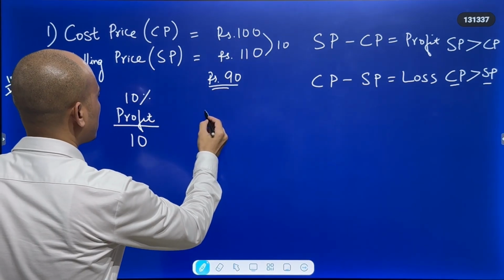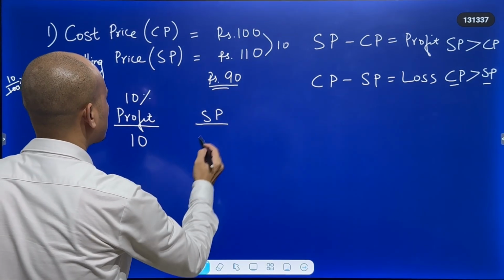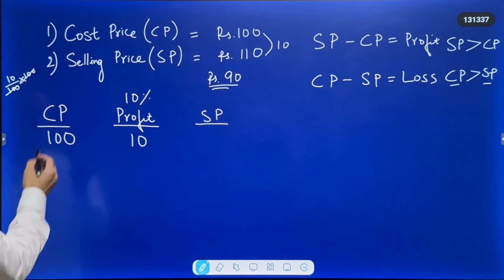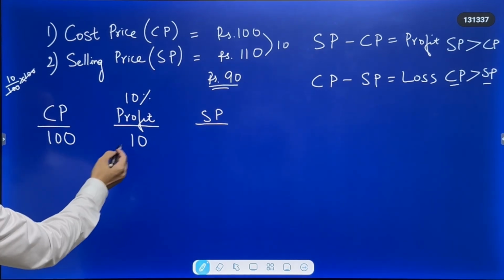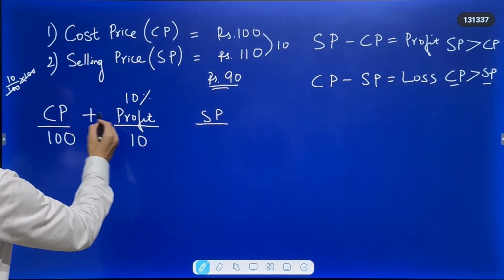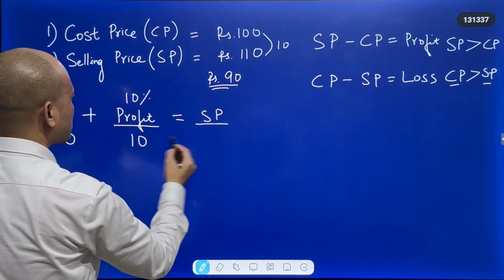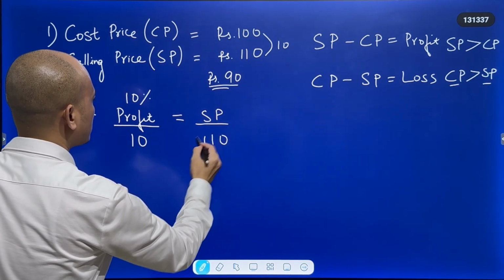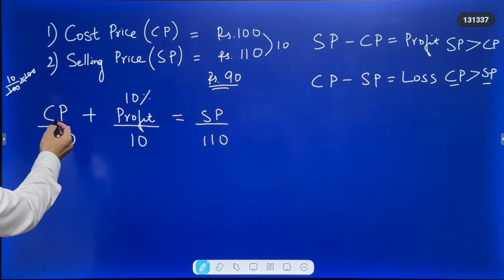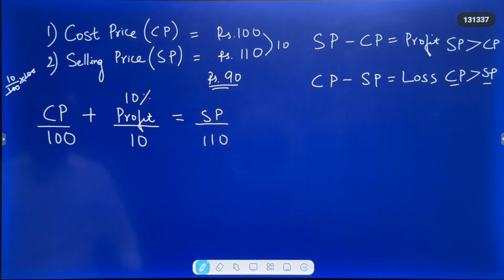So my SP or selling price will be how much? 100 cost price plus profit. So cost price plus profit is equal to selling price. 100 plus 10 is equal to 110. CP plus profit is equal to SP.